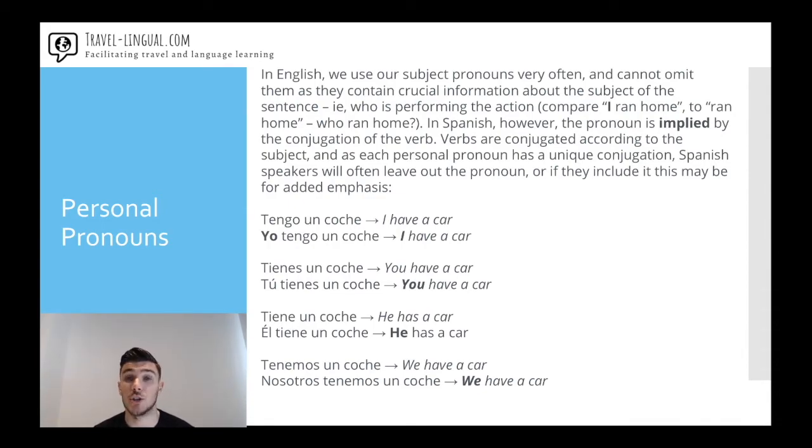Let's look at another one. Tienes un coche. You have a car. Tú tienes un coche. You have a car. Tiene un coche. He has a car. Also means she has a car, of course. Él tiene un coche. He has a car. So this is where you may use it more often if you're referring to a man or a woman, for example. Él tiene un coche. He has a car. Ella tiene un coche. She has a car. Tenemos un coche. We have a car. Nosotros tenemos un coche. We have a car.